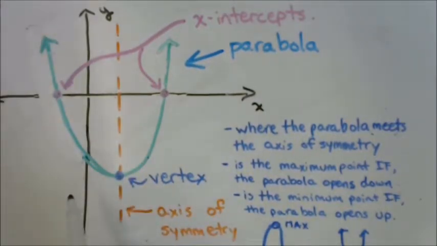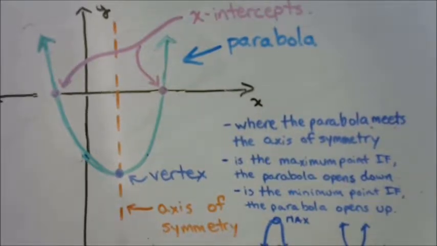A quadratic can cross it once, twice, or not at all, depending on where the parabola is on the coordinate plane. Okay, there is your notes on the parabola, which is the graph of a quadratic relation.